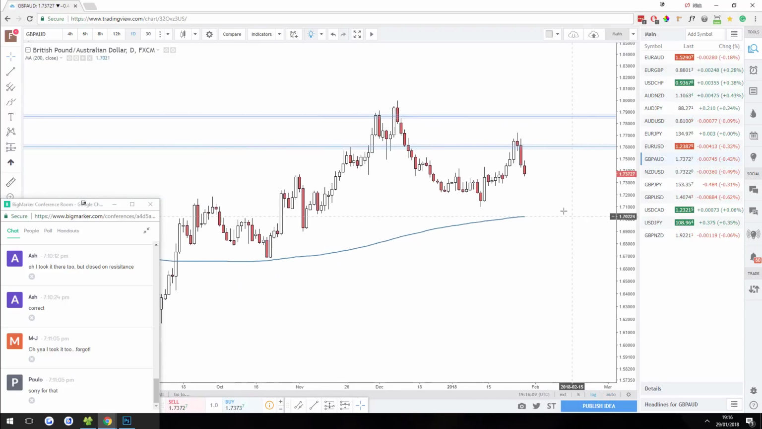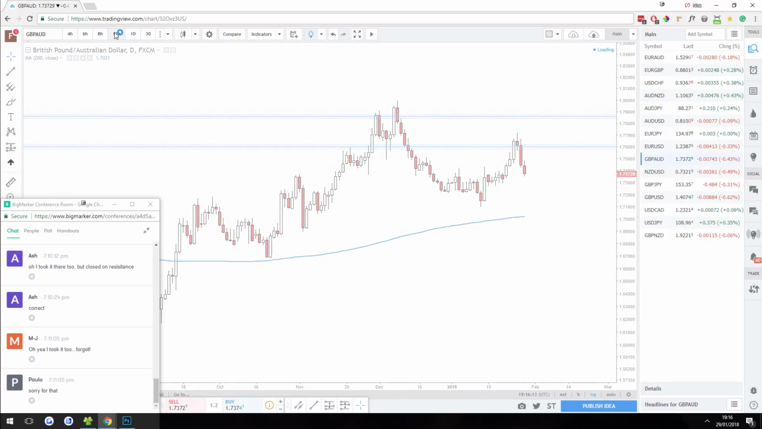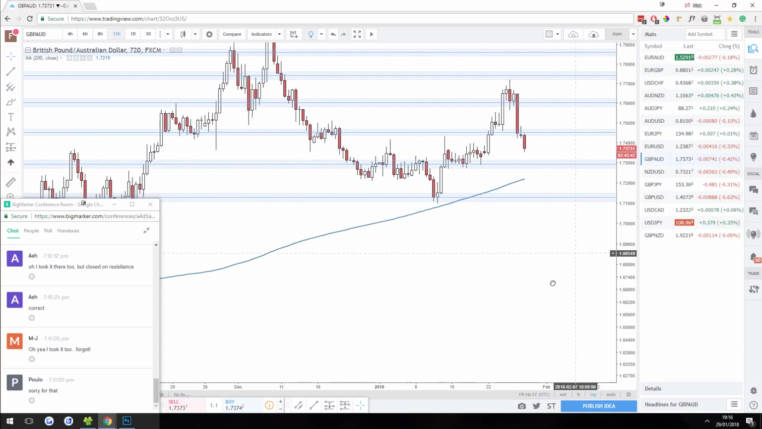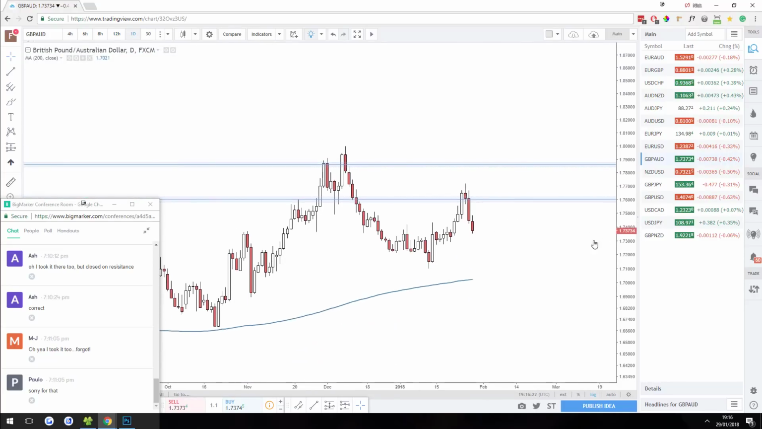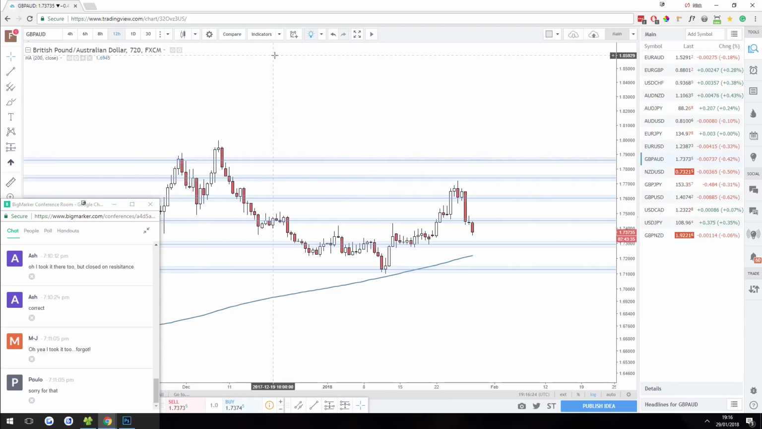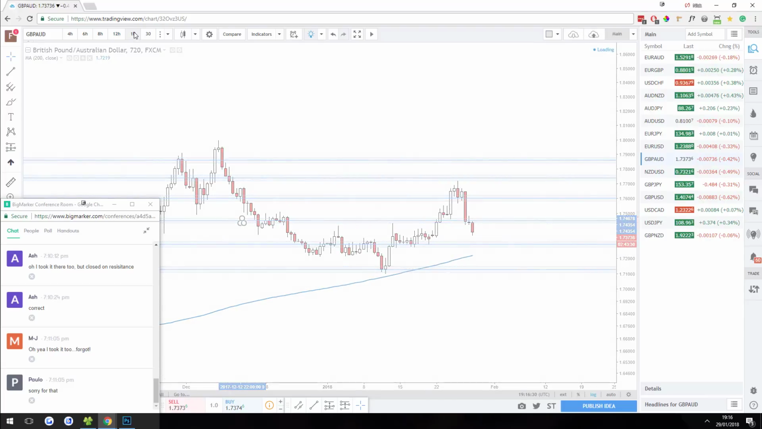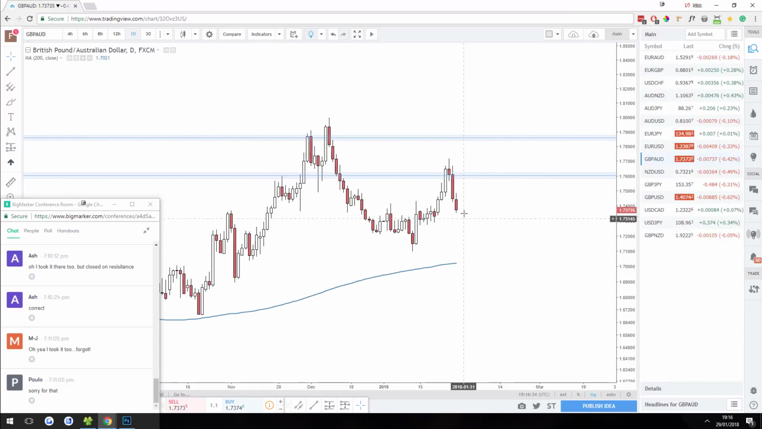GBP AUD. Where are my support resistance areas for this pair? That's weird. Is this that bug again? Yeah, it is. Such a weird bug. See, on the daily, support resistance areas don't appear. On the 12-hour, they do. And it's not the settings, because they're set to appear everywhere. And they are there, they're just not visible.